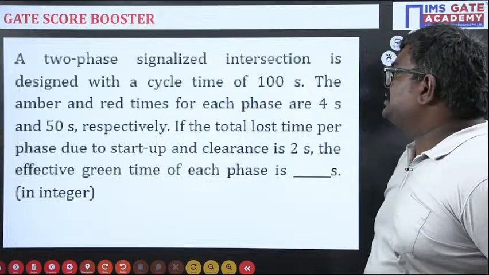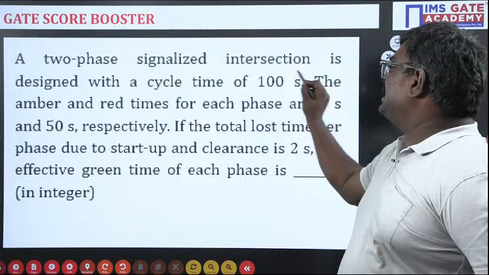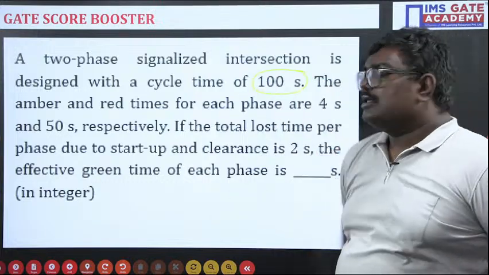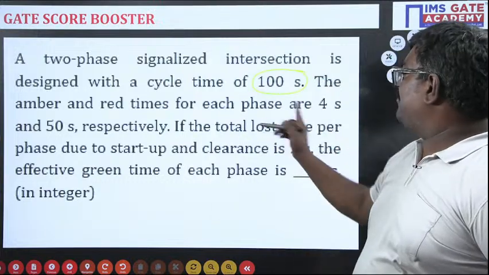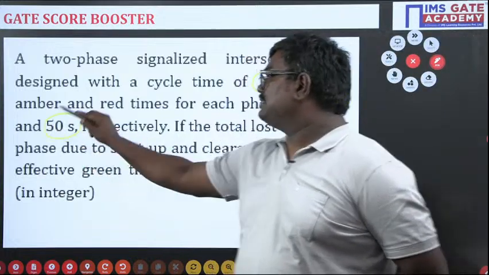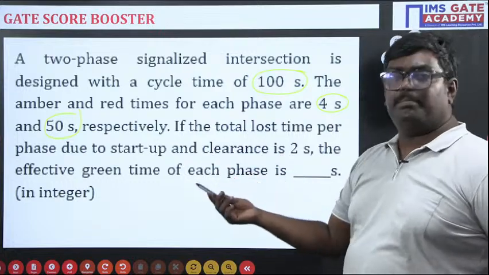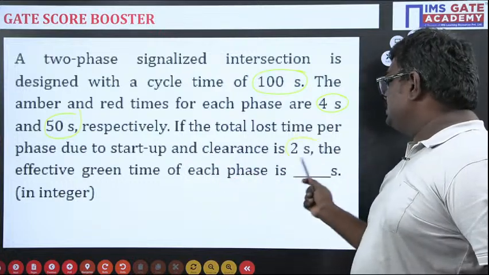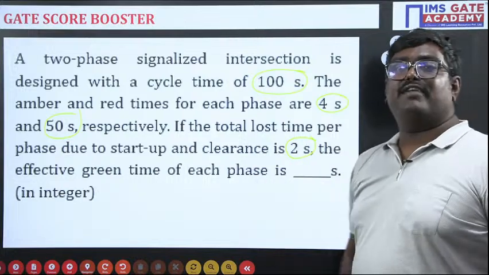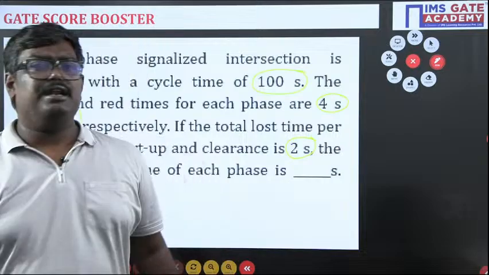A two-phase signalized intersection is designed with a cycle time of 100 seconds. The amber and red time for each phase is 4 seconds and 50 seconds. If the total lost time for the phase to start up and clearance is 2 seconds, what is the effective green time? They are asking what is the effective green time.